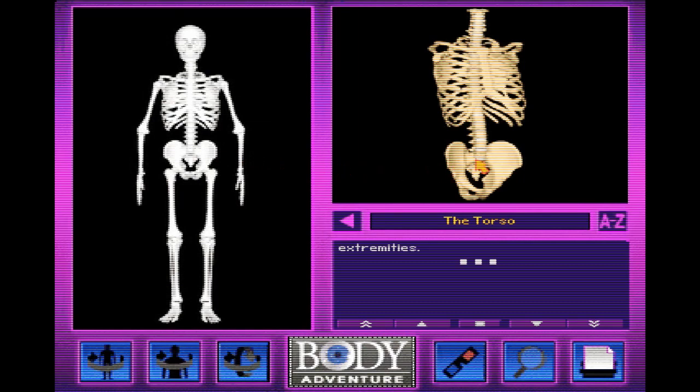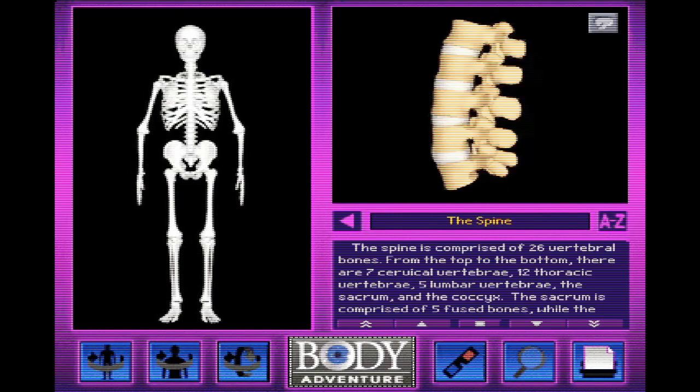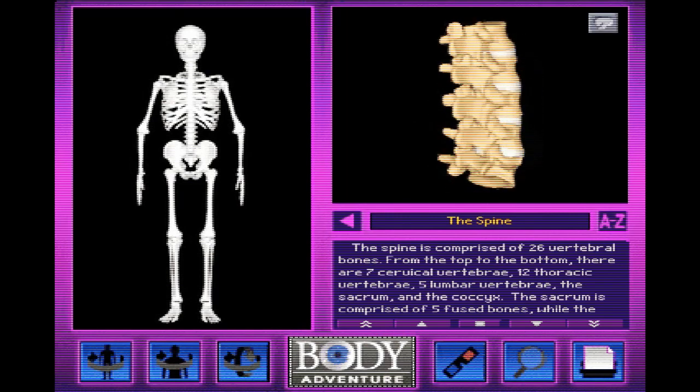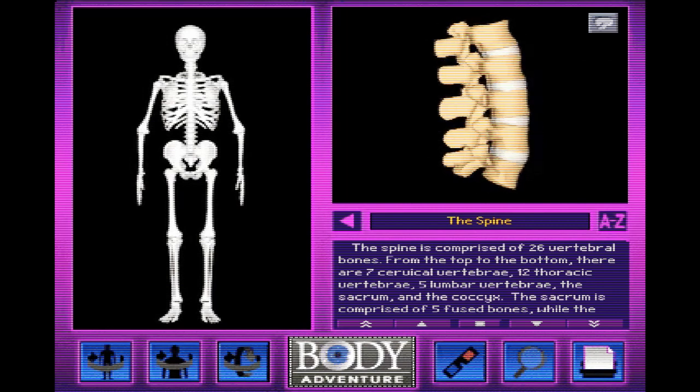Interesting. That's the pelvis. Here's the sacrum. Here, these are the ribs. This is the cervical spine and the lumbar spine. We can click on it to learn more about the spine. Lumbar spine. The spine. Isn't that funny looking?